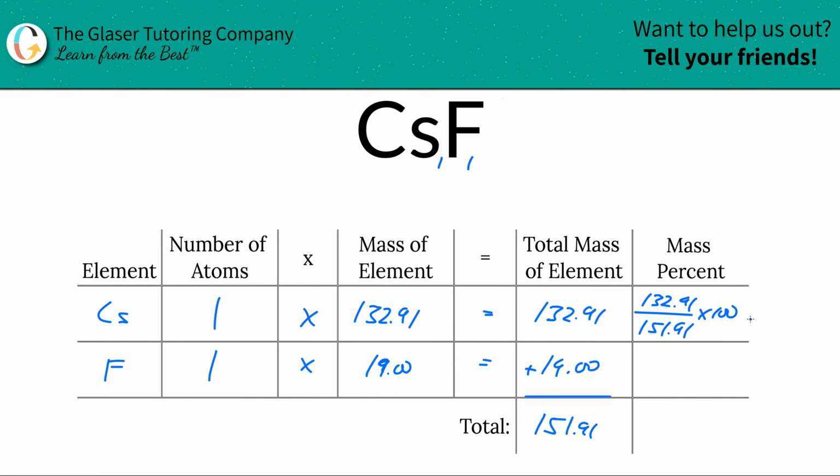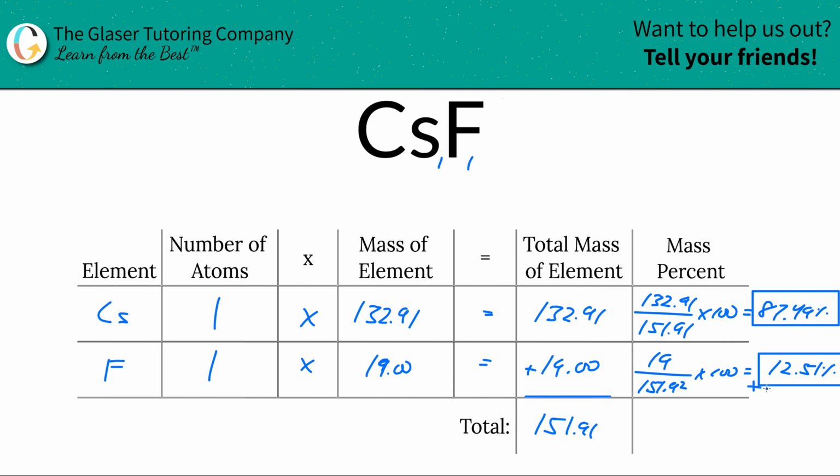Simple. So when we do that, it should work out to be a percentage of about 87.49 or so, 49%. That takes care of that. And then the fluorine, it's just going to simply be the mass of fluorine, 19, times 100. So when you find that percent now, it's going to be about 12.51 or so, if you consider the rounding.